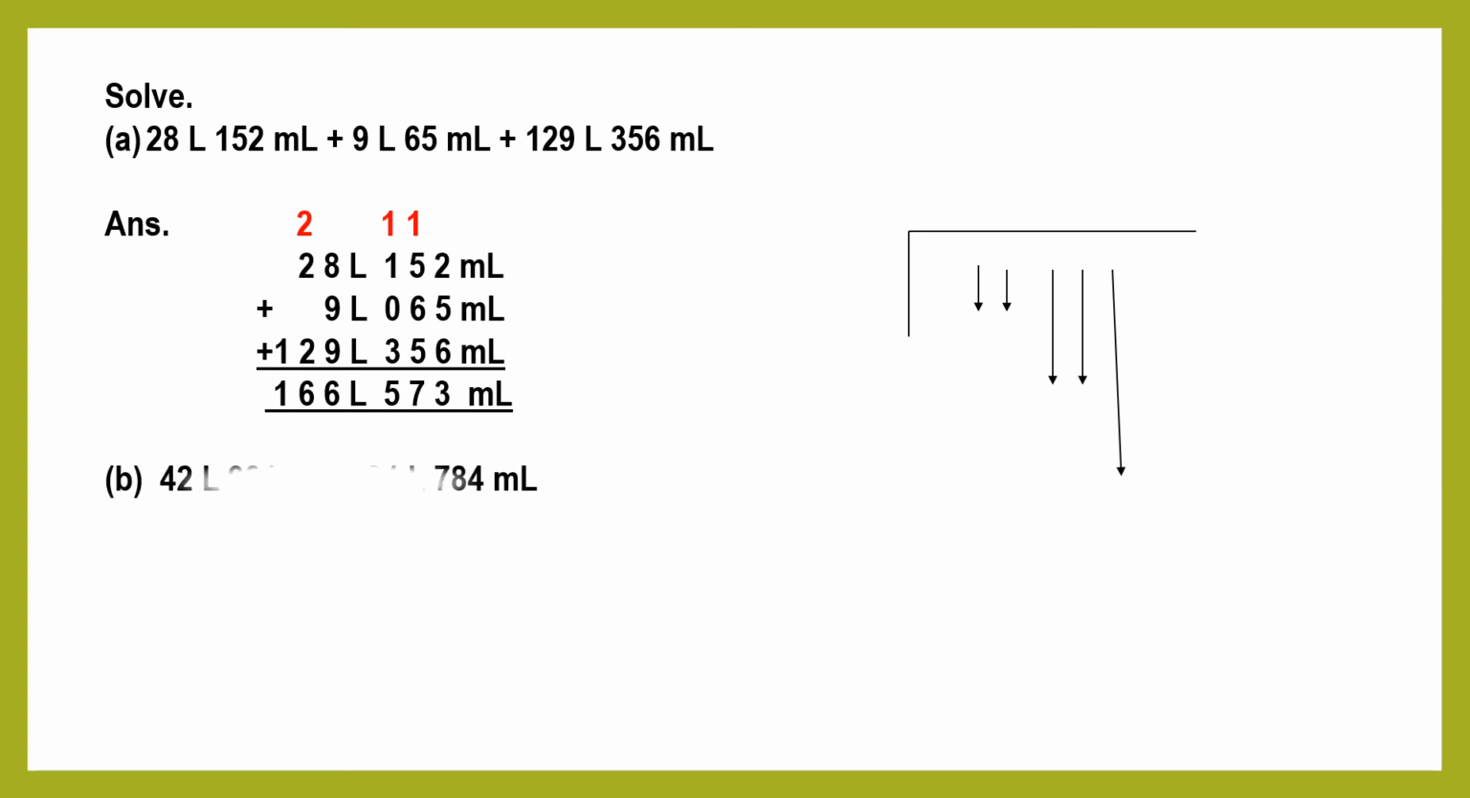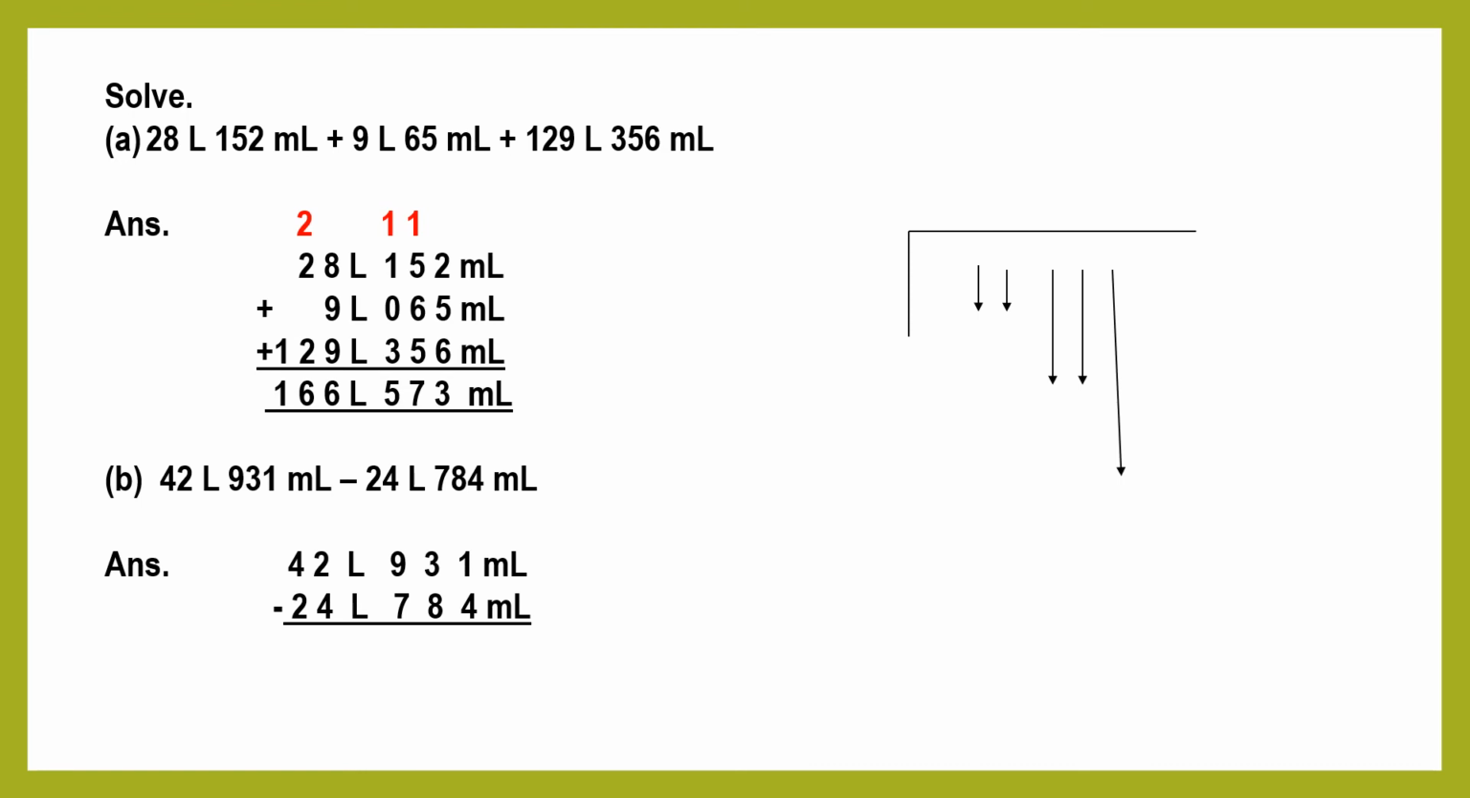Now see the B part. Here you have to do subtraction. 42 liter 931 milliliter minus 24 liter 784 milliliter. Now write this. You have to mention the liter and milliliter column and then start subtracting again from the right hand side, milliliter part. Now from 1 you cannot subtract 4. So what you will do?